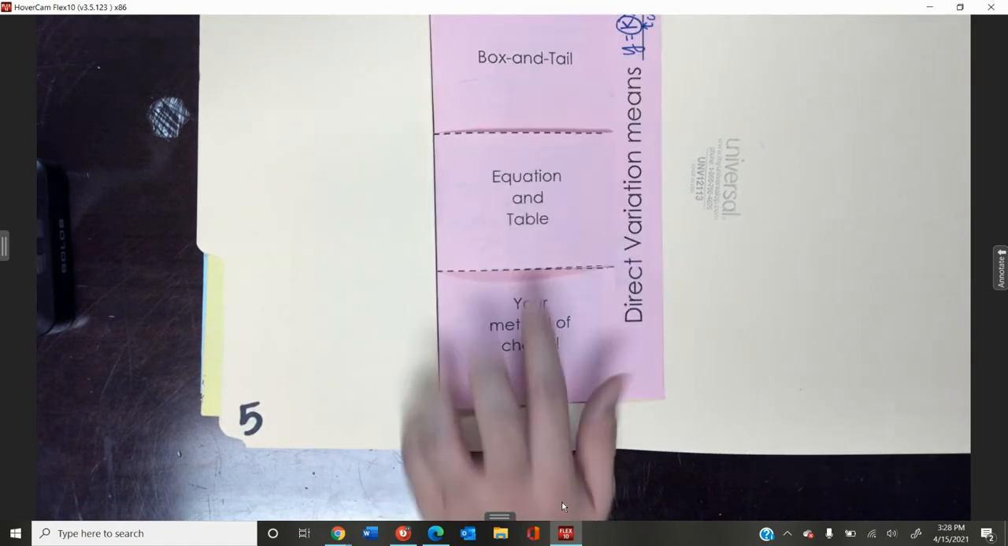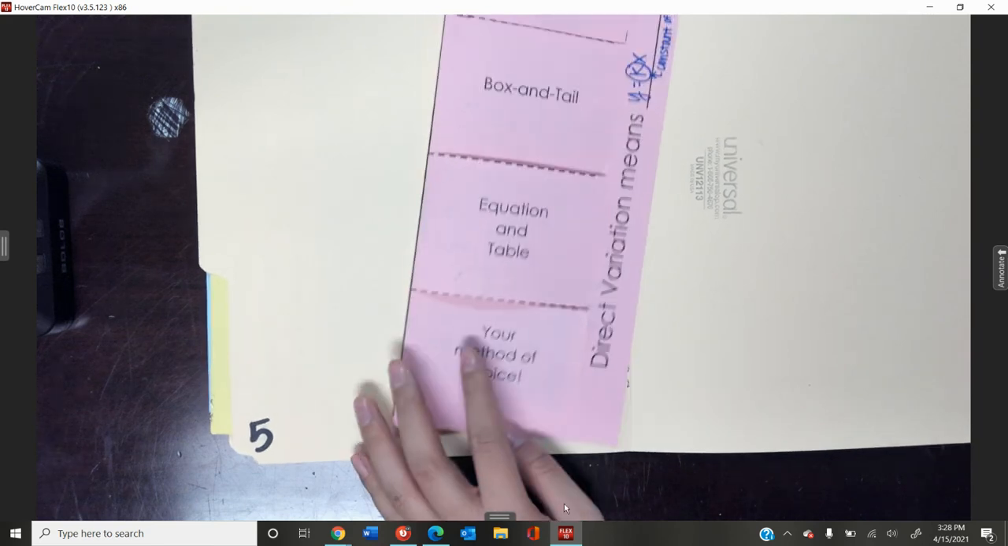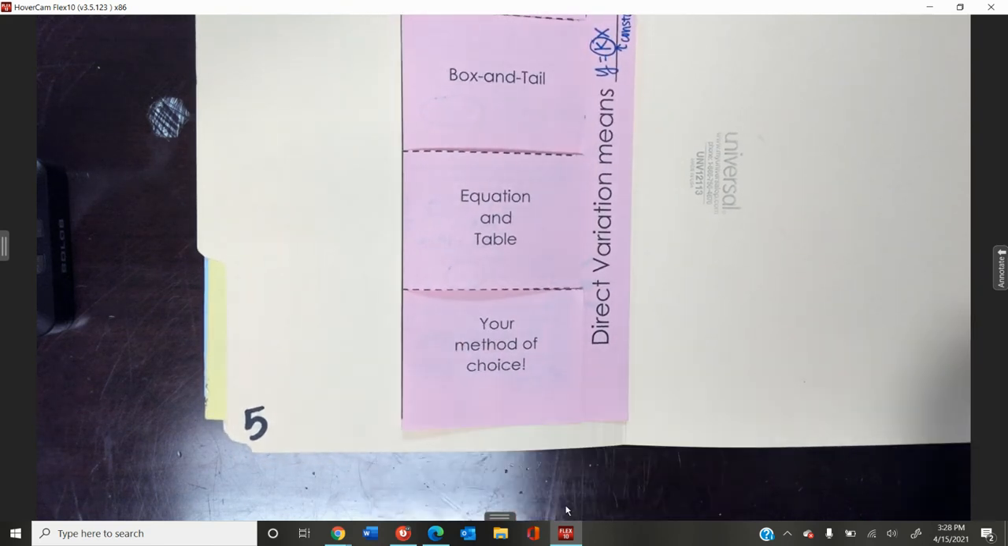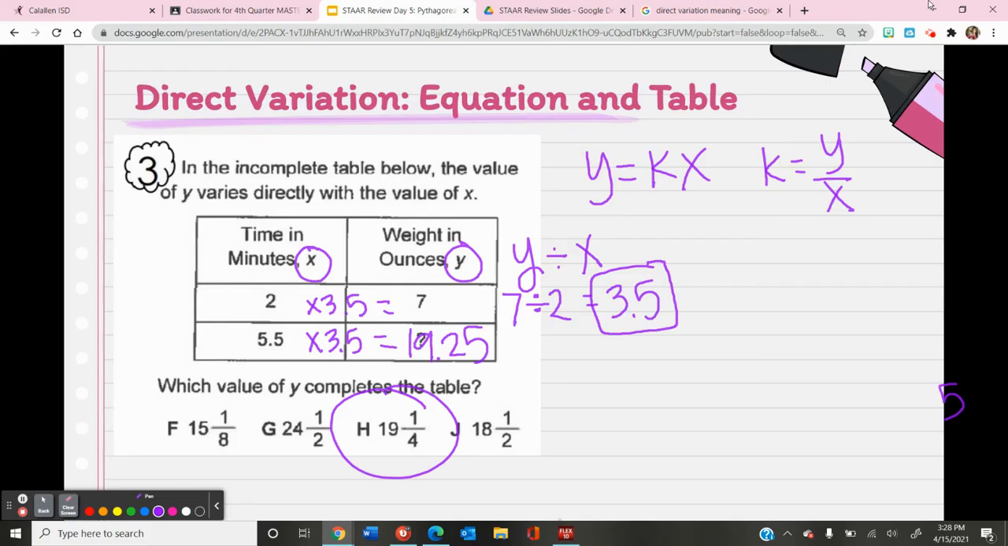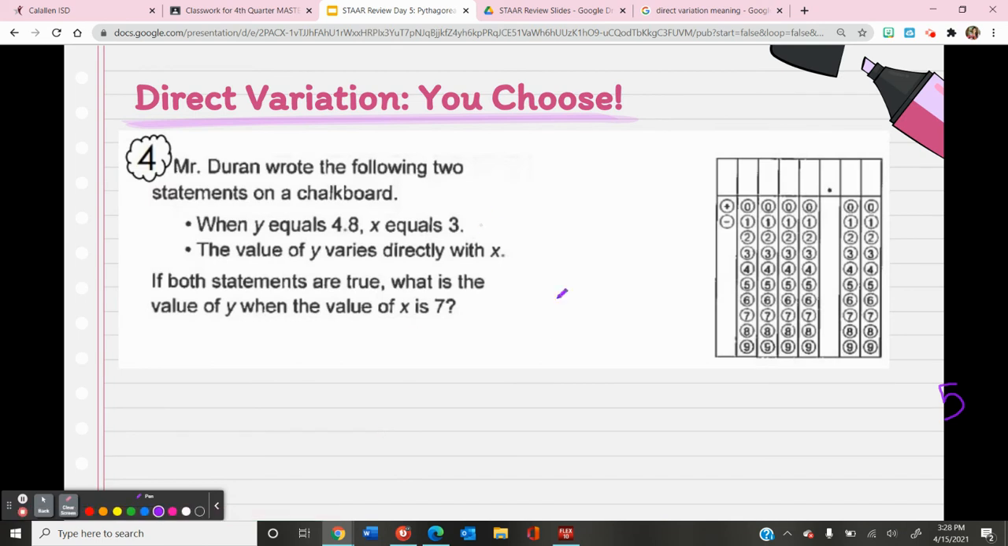So lastly, we have a method of our choice, and the majority of us like to do a box and tail, so that's what we're going to go ahead and stick with. We're going to keep using box and tail. I really do like this method. I think it's really great if we have it set up as a table. But again, we're going to go ahead and look at example 4, and we're going to use box and tail to solve this. So again, we're going to go ahead and set up our box and tail.